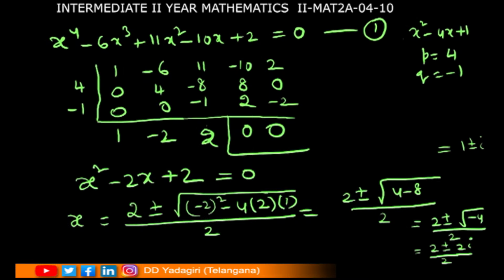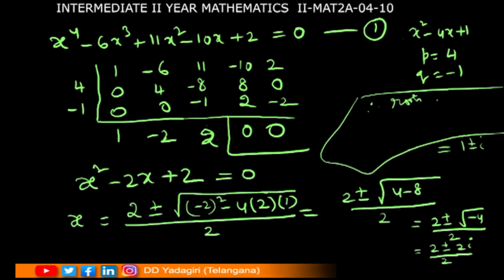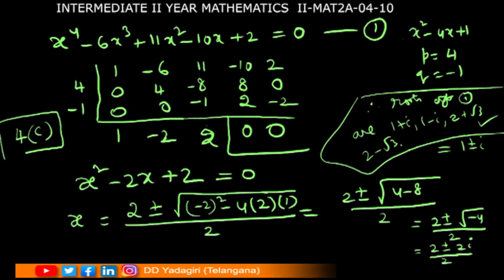Is it not? So what are the roots now? Therefore, roots of f(x) are 1 plus i, 1 minus i, 2 plus root 3 and 2 minus root 3. Fourth degree equation, we got 4 roots. Did you understand this? Now, practice the problems from exercise 4C from your textbook. This will be the assignment for today.